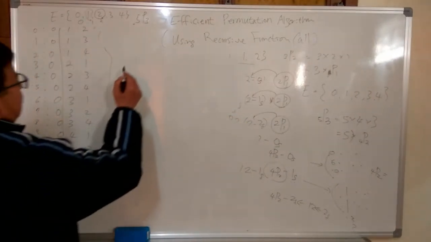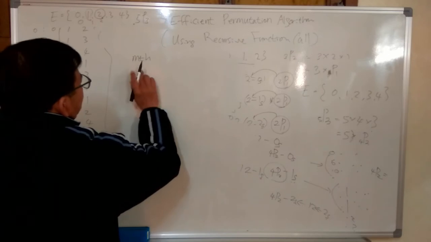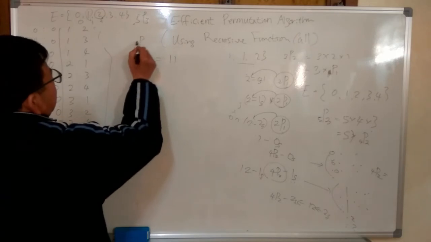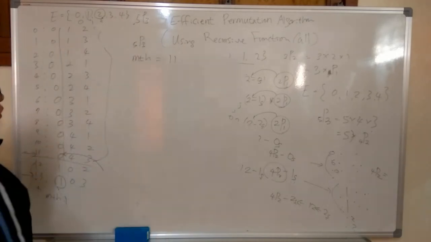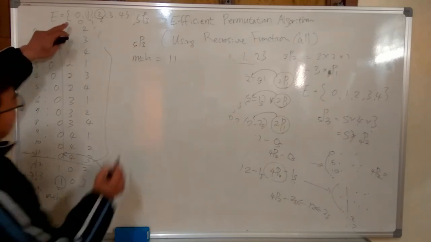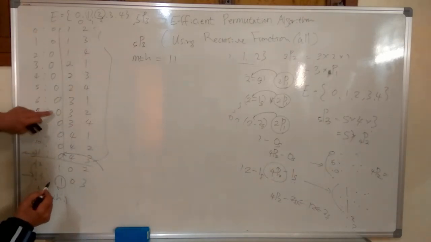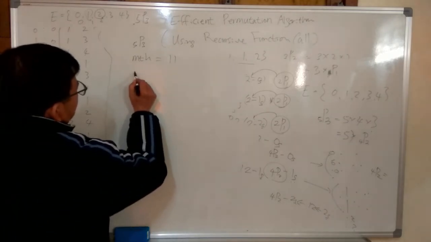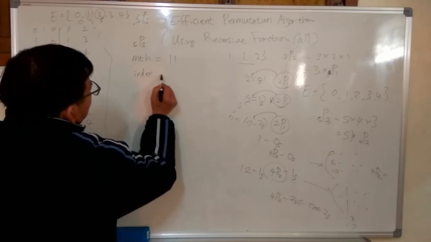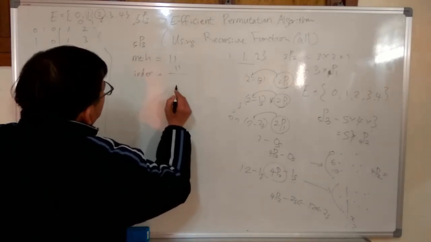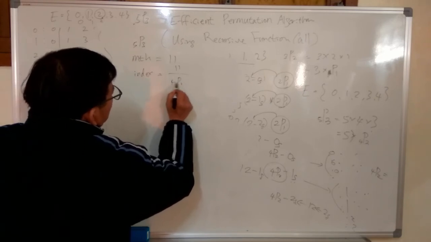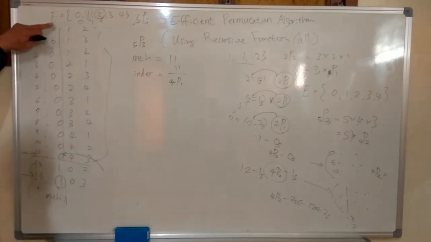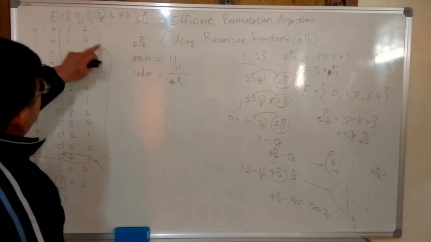This basically means if we are given m's, for example 11, and we are selecting 3 elements out of 5, then the number in the first permutation will be something like this. The index will be 11 over 4P2, like this, the first index.